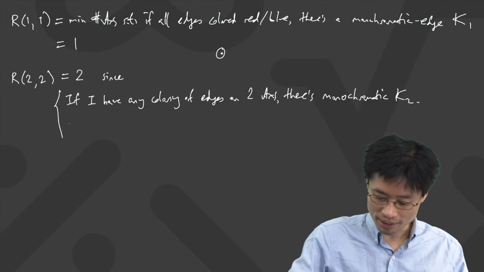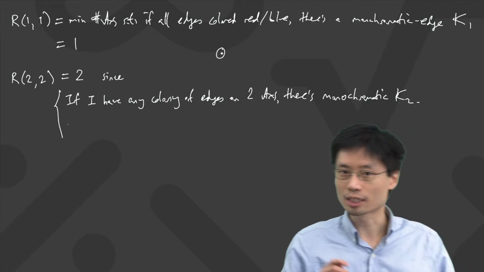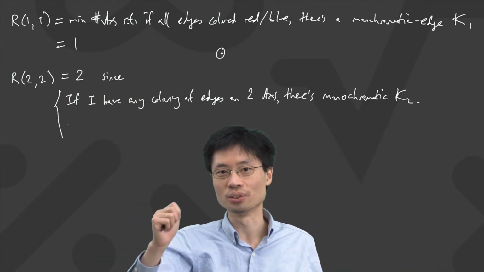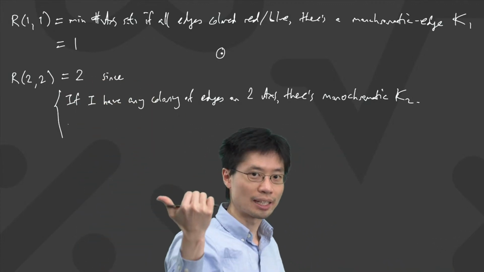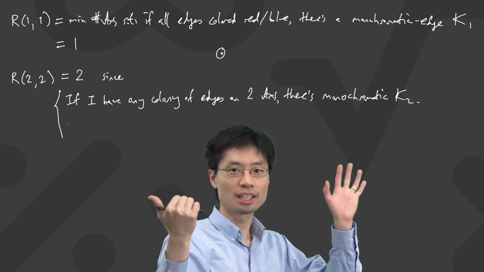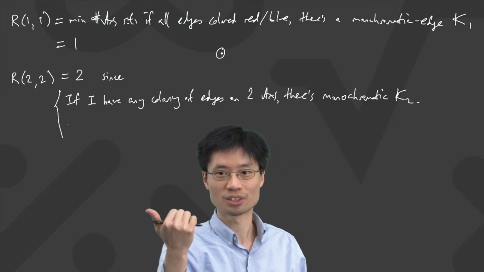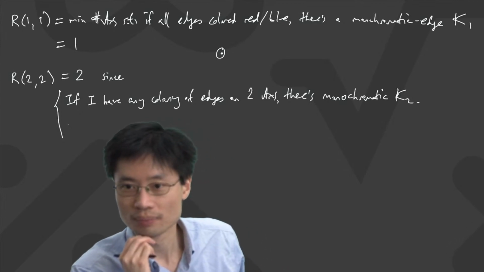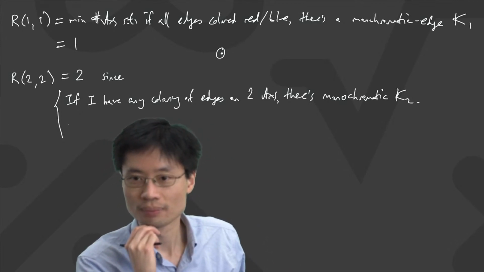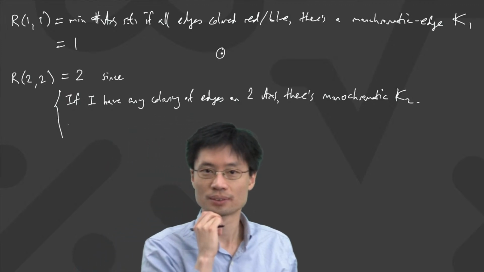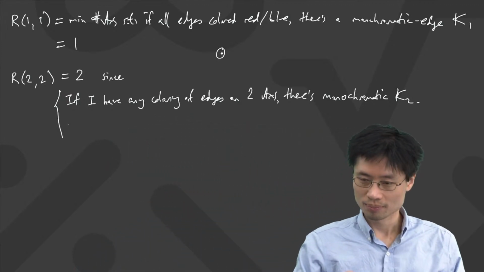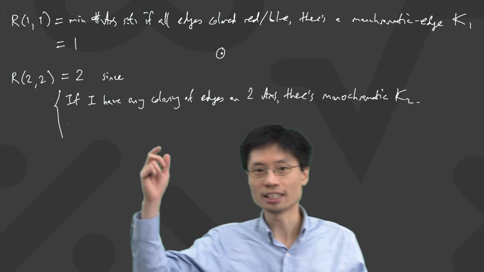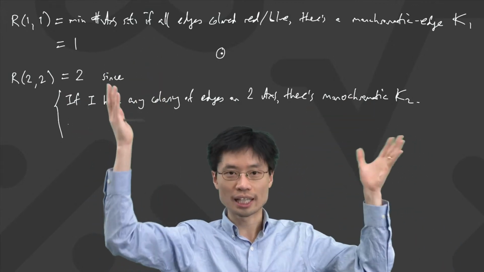The other piece is, and actually, can someone help me explain what the other piece is? If I want to say that the minimum number is 2, on the one hand, I have to show that whenever I have 2, any coloring, I'll find that monochromatic K2. What's the other thing I need to do? Braden: you show it can't work for smaller numbers? I need to show it can't work for smaller numbers. That's right. I need to show that this conclusion can't work for smaller numbers.